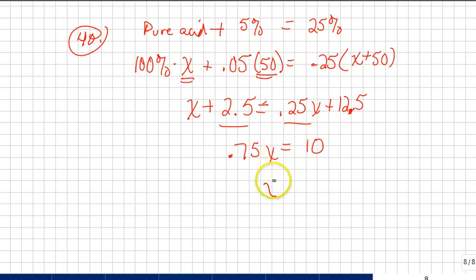Divide both sides by 0.75, and you get 13.3, and that's milliliters of pure acid. And that is the end of the exam review.